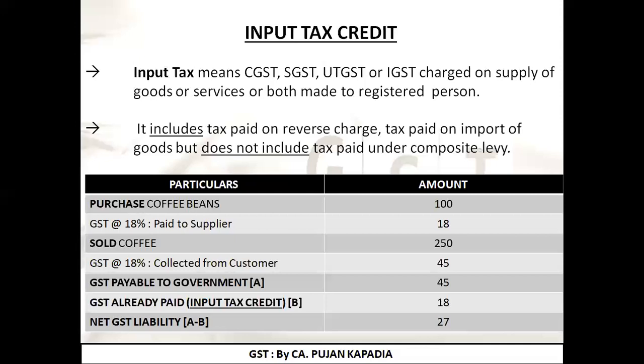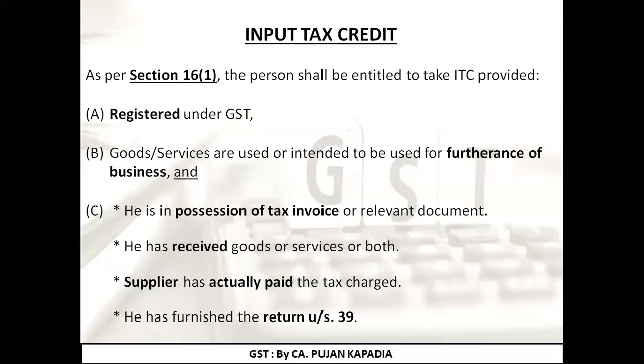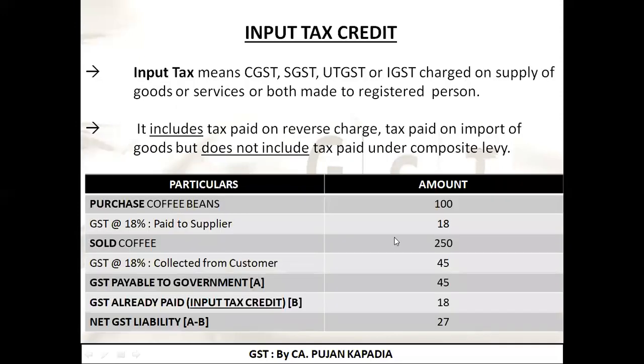Well, friends, I hope you are clear with the example and the meaning of input tax credit. Let's move ahead on this particular short note. As per Section 16, subsection 1, the person shall be entitled to take ITC, provided ITC is input tax credit. So you have seen in this example that I have deducted rupees 18 as input tax credit.